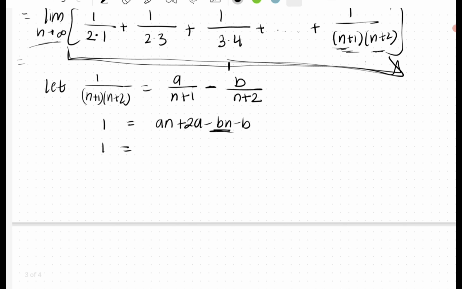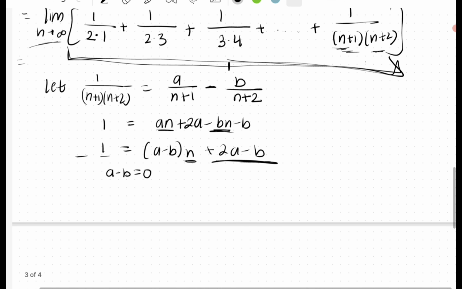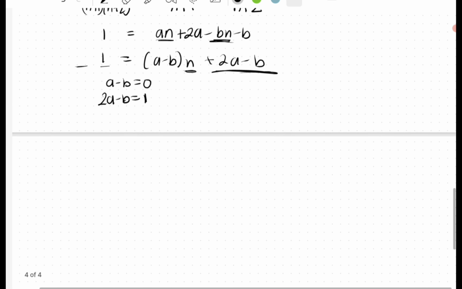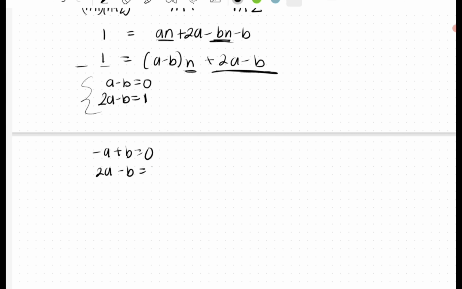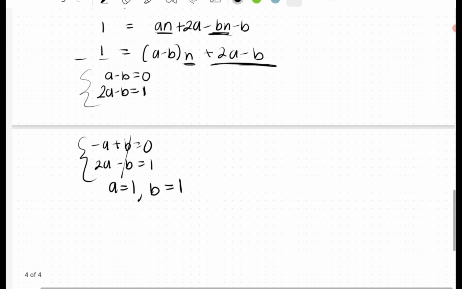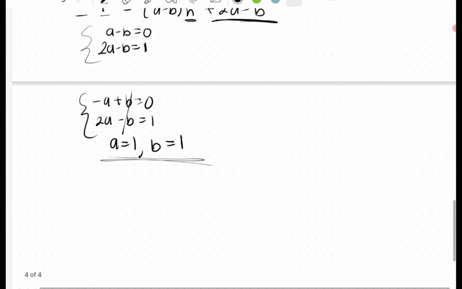Let's take the n out of these two terms. We get (a minus b)n plus (2a minus b). We know that there is no n on the left side, so we know a minus b has to be equal to 0. And we know that 2a minus b has to be equal to 1, right? Solving this, it's basically minus a plus b is equal to 0, and 2a minus b is equal to 1. It's just a system of equations. a is equal to 1. Replacing that once again, we get b is equal to 1 too. So a is equal to 1, b is equal to 1.